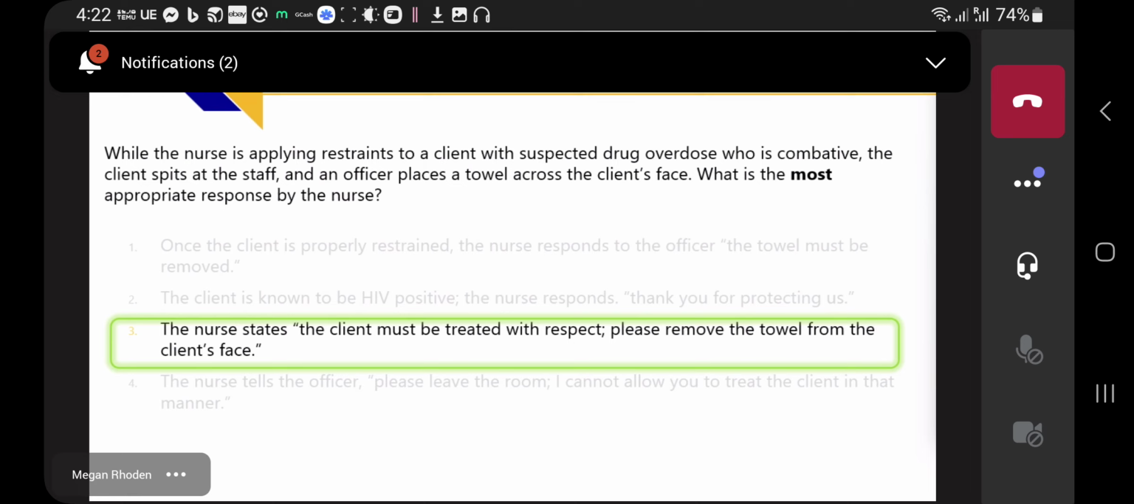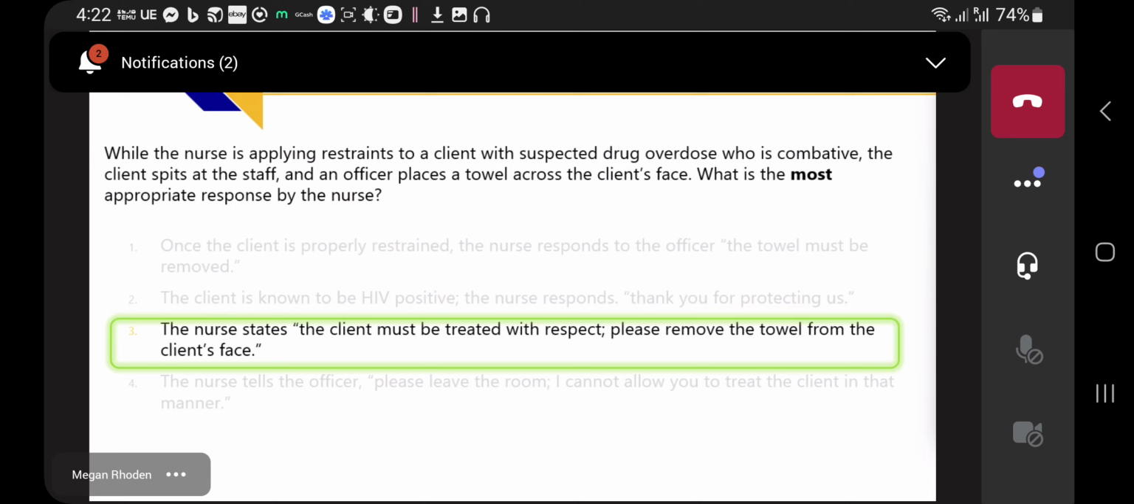The client's medical history should be on a need to know basis. There is no need to disclose this information because all staff should be using standard precautions. And number four, the nurse tells the officer, "Please leave the room. I cannot allow you to treat the client in that manner."